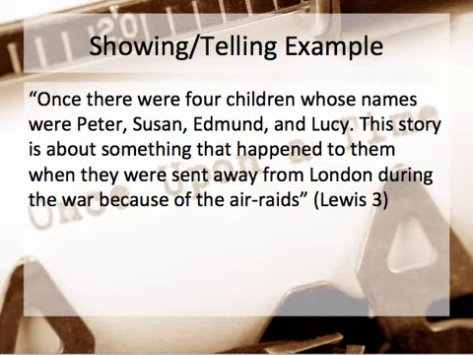So here we see actually the first line in it is setting up what's happening, and the way that that's done is through telling us information. So instead of a conversation that happens between Peter, Susan, Edmund, and Lucy, where we have to figure out that there's a Peter, a Susan, an Edmund, and a Lucy, we are told once there were 4 children whose names were Peter, Susan, Edmund, and Lucy. This story is about something that happened to them when they were sent away from London during the war because of the air raids.